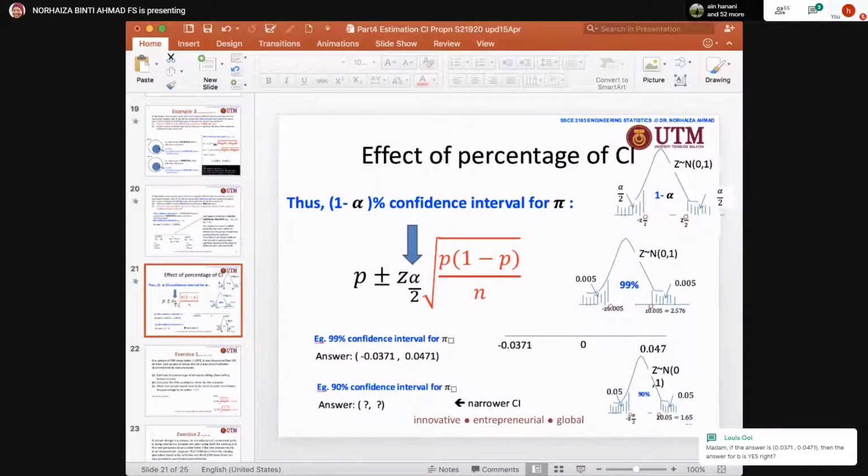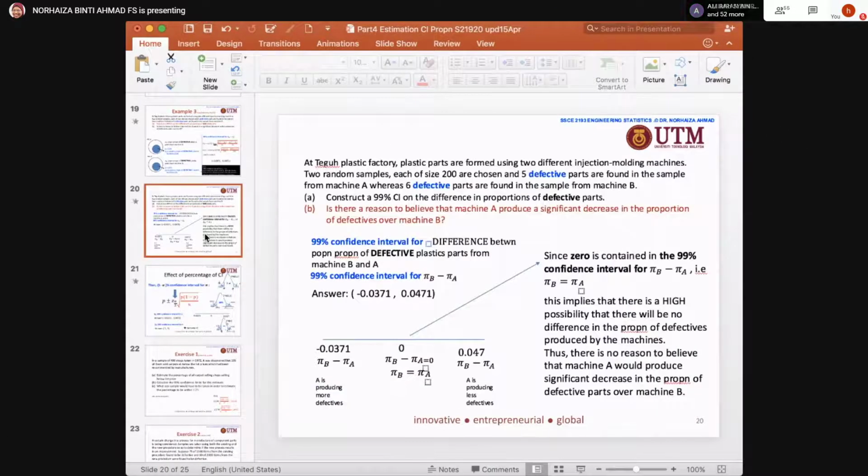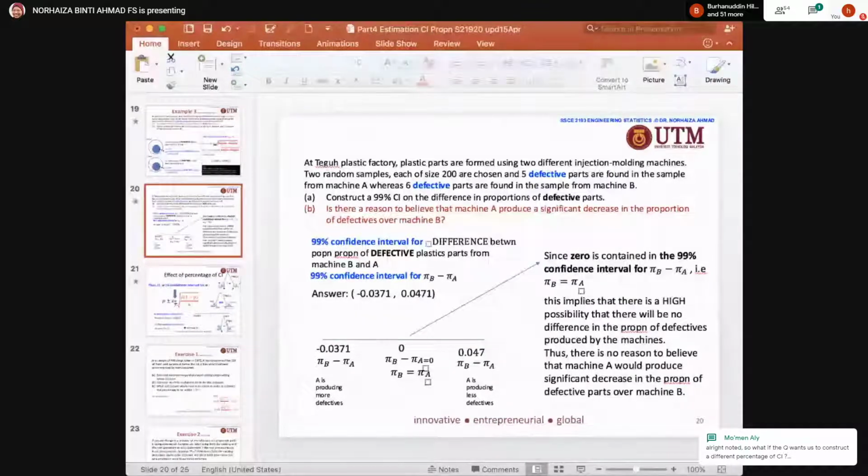Madam, if the answer is 0.0371, then the answer will be yes. That's right. Let's say the answer is all positive. If the answer is all positive here, for this interval B minus A means that A is producing less defective. So therefore, A is a much better machine. Yes, you're right, Louis. We know that the definition here is B minus A means that A is producing less defective. So if you have all positive values, then A would produce a significant decrease. So the answer is yes. That's right. Thank you, Louise.